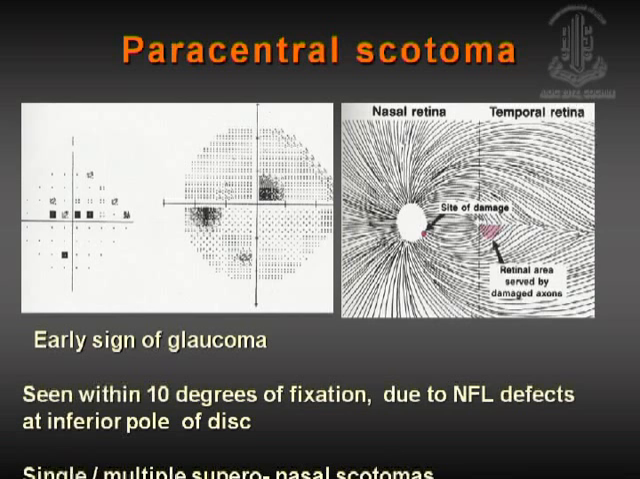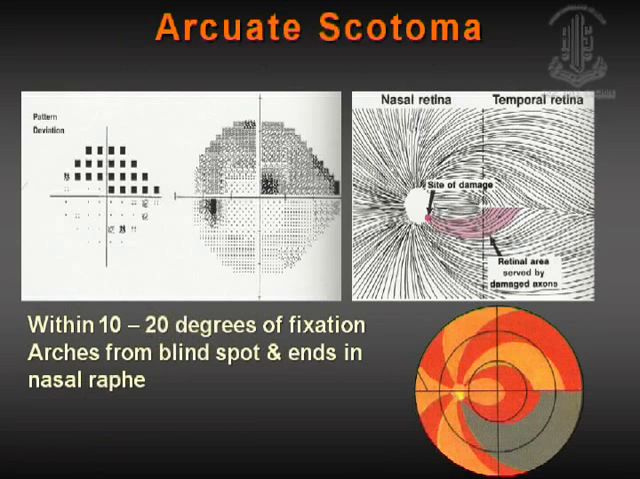They may be single or multiple in this region. Then you get arcuate scotoma, and it is seen within 10 to 20 degrees of fixation. It arches from the blind spot. It arches from here, this is the blind spot, and ends in the nasal raphe. And it becomes wider and more dense as it goes towards the nasal raphe.